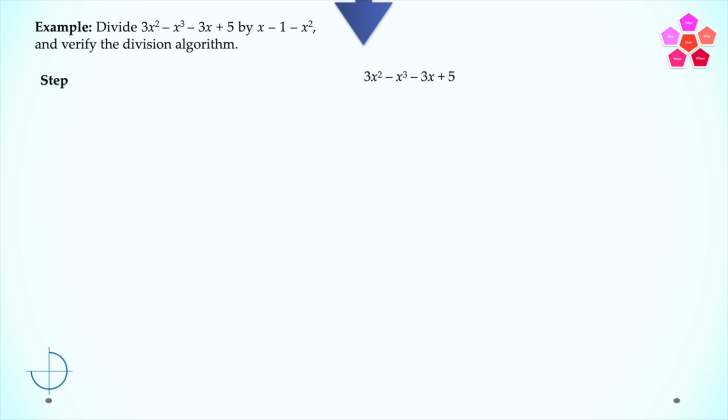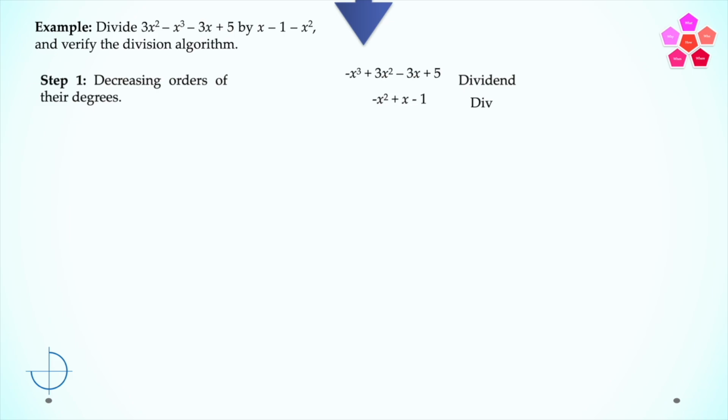Let's look at another example. Divide 3x squared minus x cubed minus 3x plus 5 by x minus 1 minus x squared and verify the division algorithm. Step 1: arrange in decreasing order of their degrees. So we have minus x cubed plus 3x squared minus 3x plus 5, which is the dividend. The divisor is minus x squared plus x minus 1. Now here we know by the age-old process, dividend is equal to divisor multiplied by quotient plus remainder.